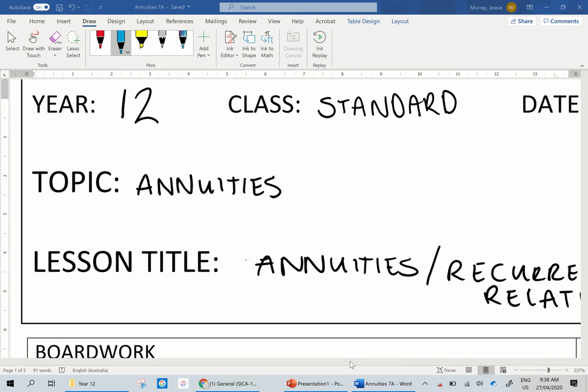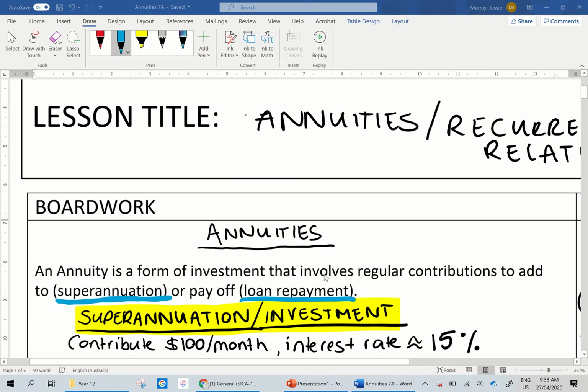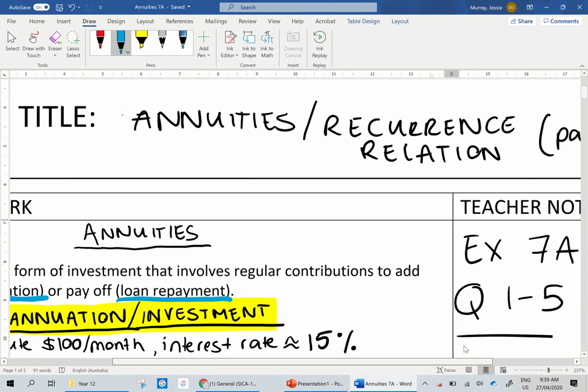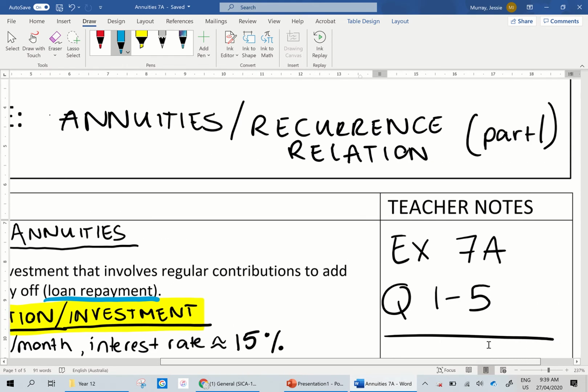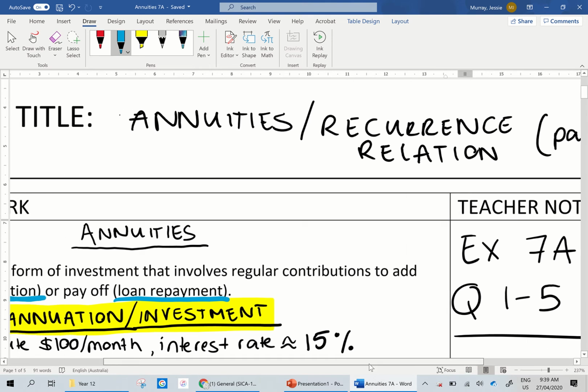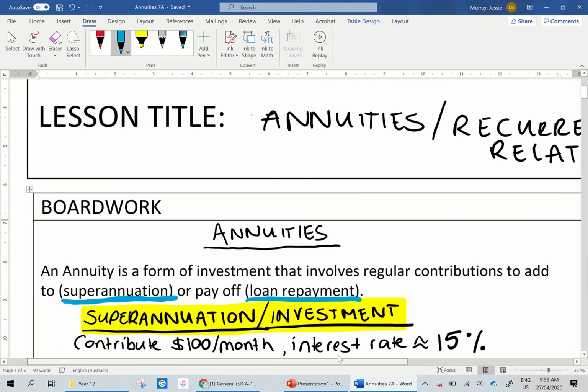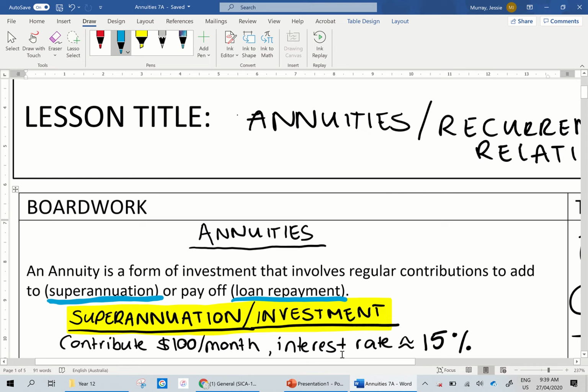Today we are breaking up exercise 7A. There's going to be a couple of lessons on just 7A, so we're looking at solely questions 1 to 5 today, plus the background information. You need to have an understanding of how annuities work. You can't just use the formulas that you get given. The Band 6 students are the ones who have a really deep understanding of how this relates to the real world.